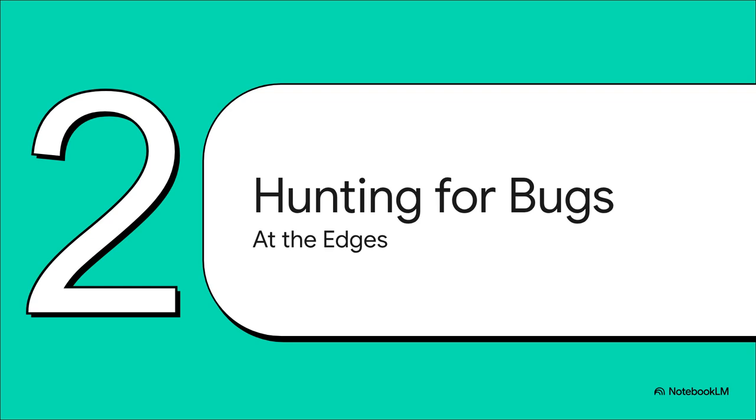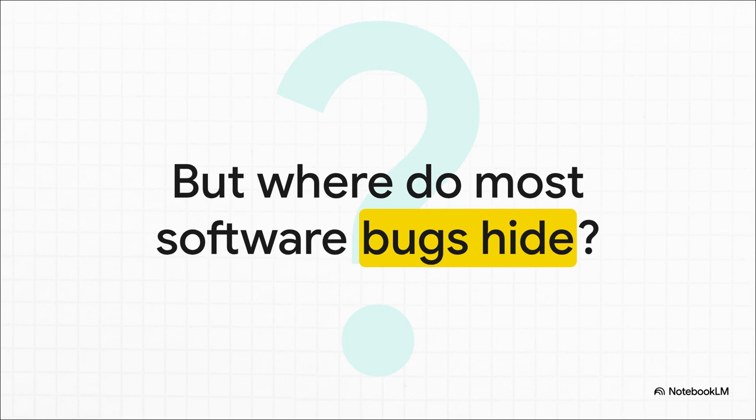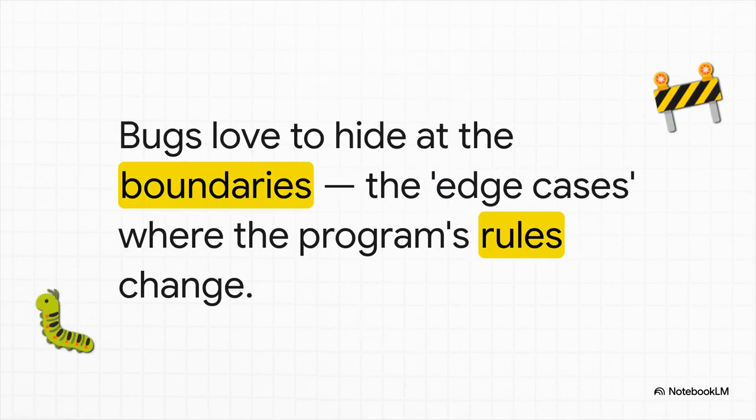But it does raise a new question. Now that we have these groups, which specific values inside those groups are the most likely to break something? Just think about it for a sec. If a program works fine for the number 50, it's probably going to work for 51 and 52. But what happens right at the point where the rules suddenly change? Exactly. Bugs just love to hide out at the boundaries.